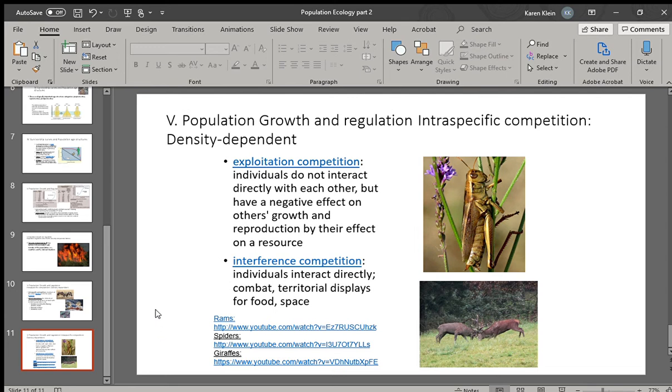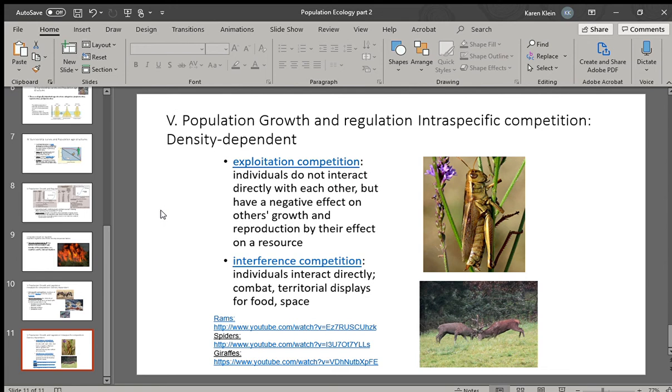Now, you do have two types of interspecific competition which regulate the growth of a population that are density dependent. Exploitation competition is just where you have individuals that are competing for the same resource. They're using the same resource, but they're not fighting one another over it. They're not sparring. They're not coming in physical contact. They just happen to be eating the same thing.